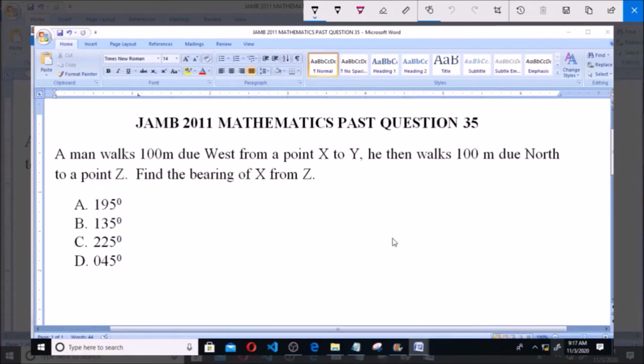Now it is said that the man walks from what? He walks from a point X. Let's call this X. 100 meters due west. That's the left hand side. 100 meters to another point, what? Y. Let's call this point Y. Then from point Y he moves 100 meters again north to a point, what? To a point Z. Let's call this point Z. 100 meters. Now we're asked to find the bearing of X from Z. That is the bearing of this X from this Z.